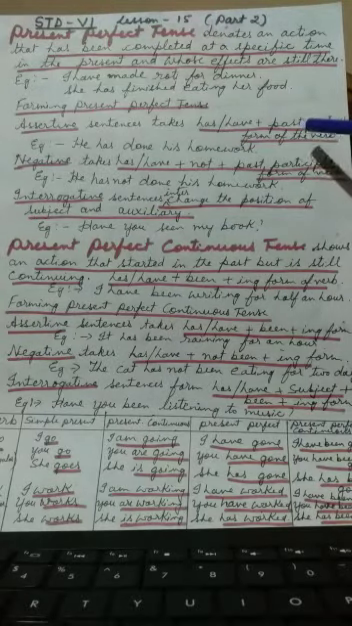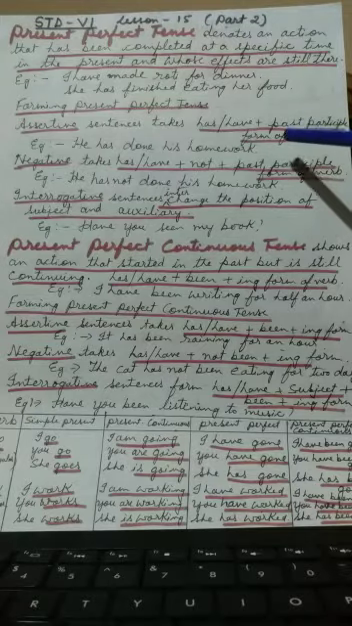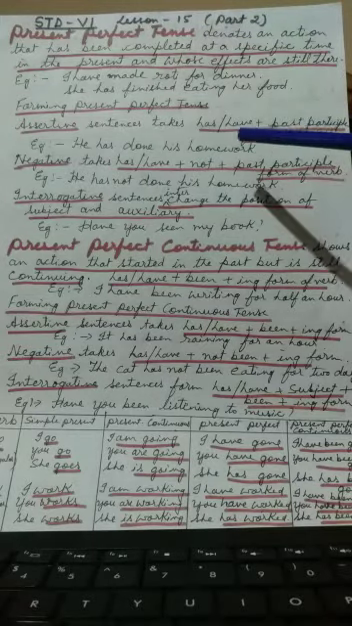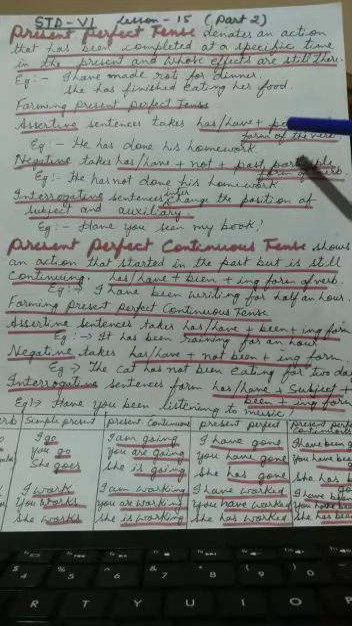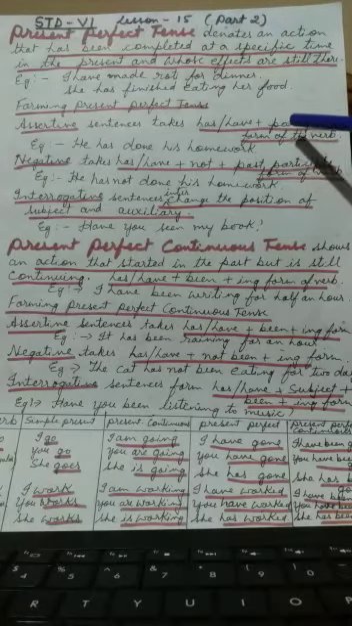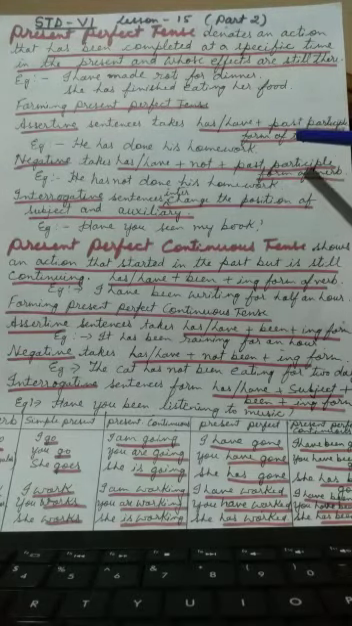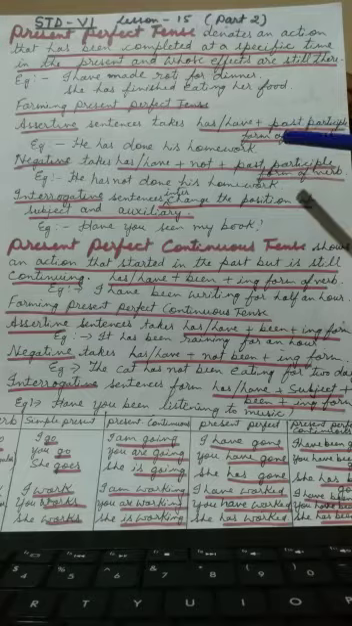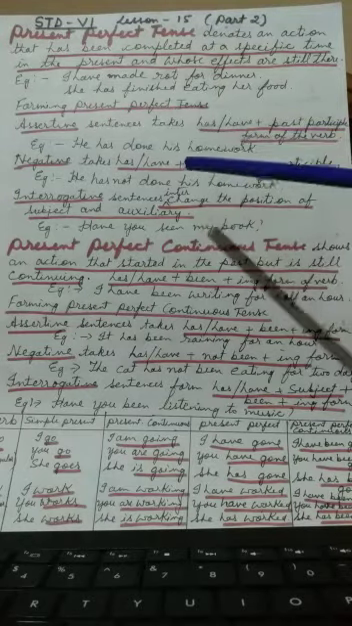Now here let me tell you what is past participle form. In my first video, while explaining the present continuous tense, I had told you that we use the present participle. Present participle means the ing form of the verb. Now what is the past participle form of the verb? This is not the past tense. Past participle is the third form of the verb.